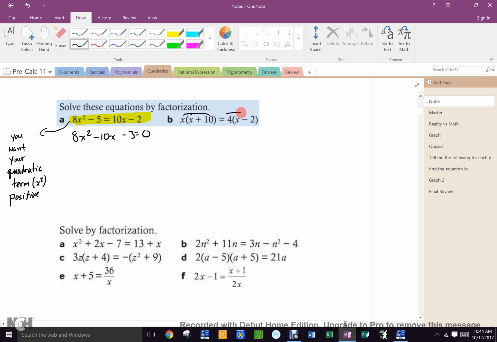So, Priyanka says we distribute. So what do I get here? X squared plus 10x equals 4x minus 8. Now, is my quadratic term positive? So he can stay there, yes? Where does everything else move? So I get x squared. What happens to that 4? So it becomes plus 6x. What happens to that 8? Becomes positive. And what does it all equal? 0. Everybody cool there? Because once I get to this phase, they are factorable, yes? Everyone is good?